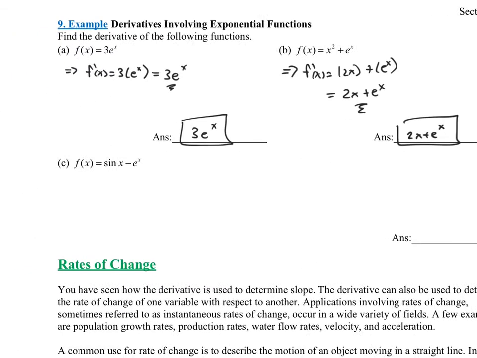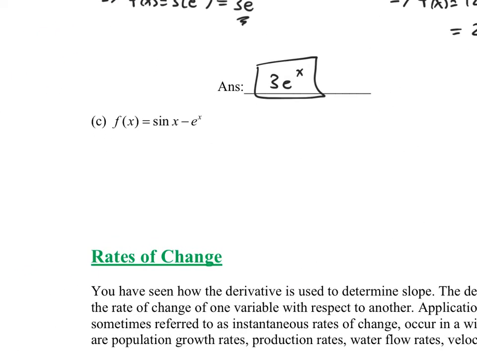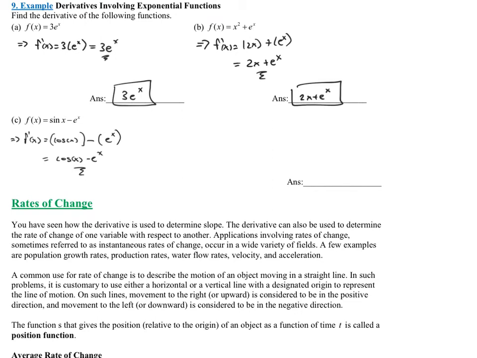Okay, let's move on. It says f of x equals sine x minus e to the x. Here, to find the derivative, we just find the derivative of each part. The derivative of sine we know is cosine of x. So that's the derivative of the first part, minus the derivative of e to the x. Well, the answer there is e to the x. So I'm getting cosine x minus e to the x.